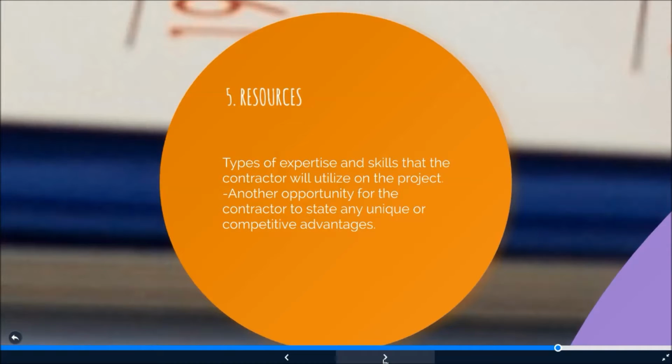Fifth is resources: the types of expertise and skills that the contractor will utilize on the project. This is another opportunity for the contractor to state any unique or competitive advantages, such as by highlighting the well-regarded expertise or experience of specific individuals who will be assigned to the project.